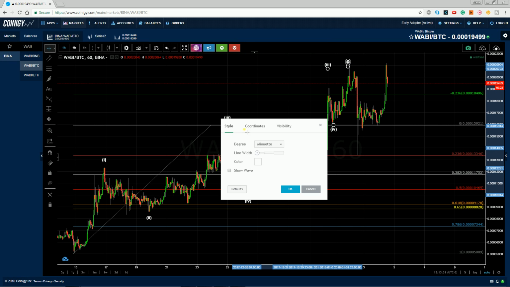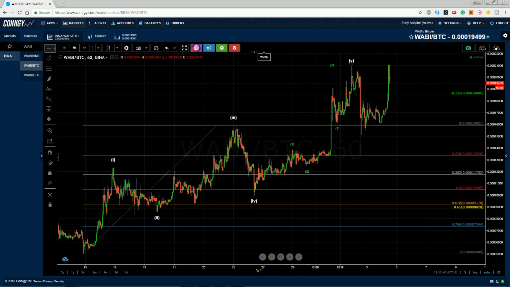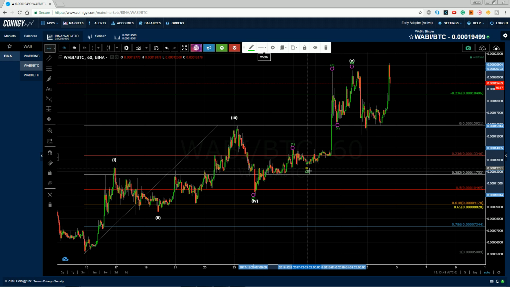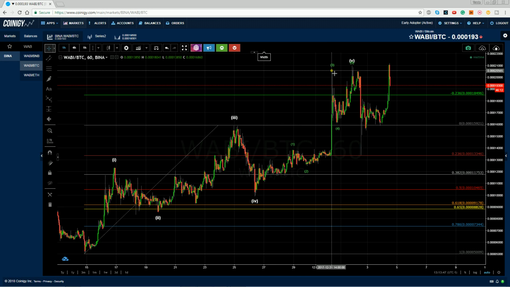So let me change that. We'll go here and we'll go down to a smaller degree. So that makes sense. So you can see. So here now, take note of this. Assuming that this is right, and I propose that we've got a 1, 2, then we get the big move here. That's the impulsive move.